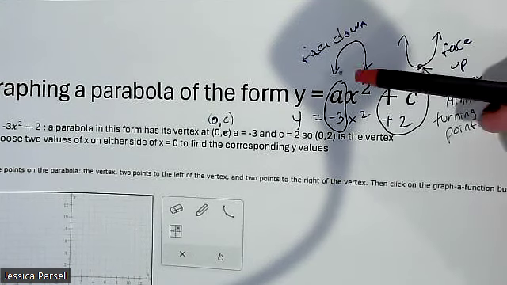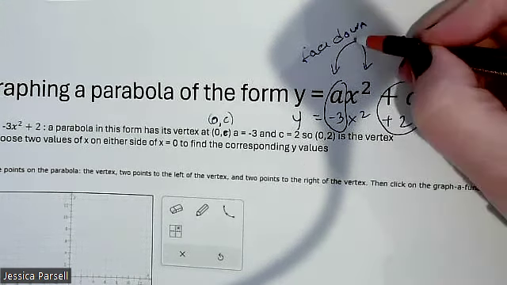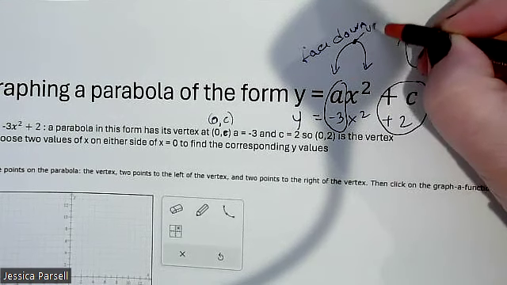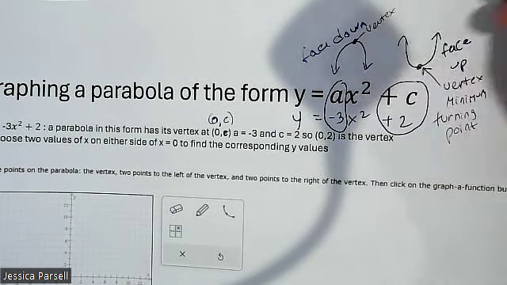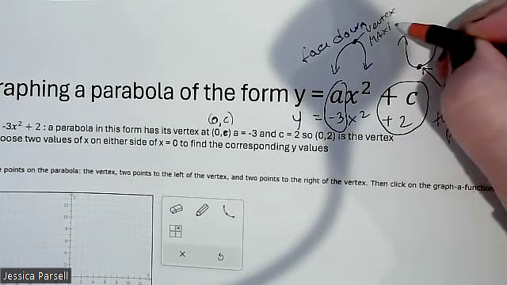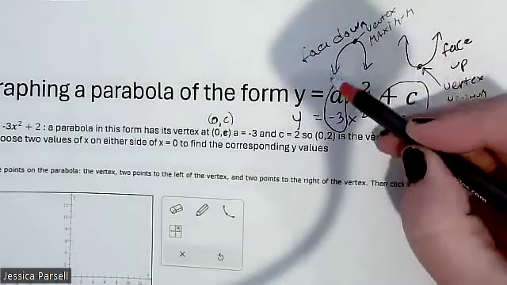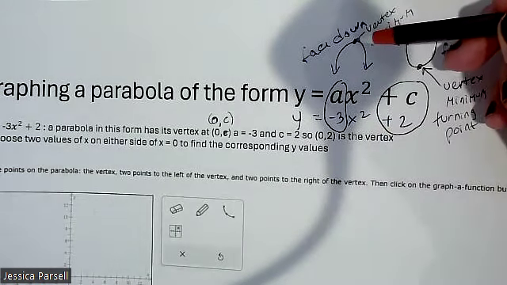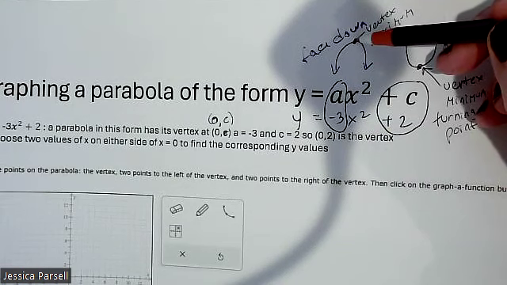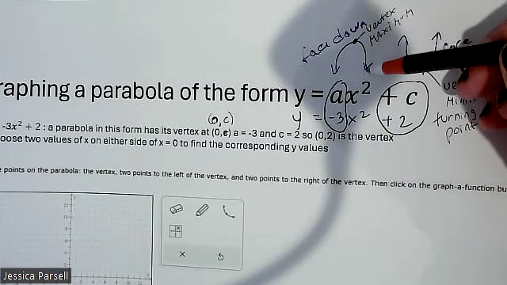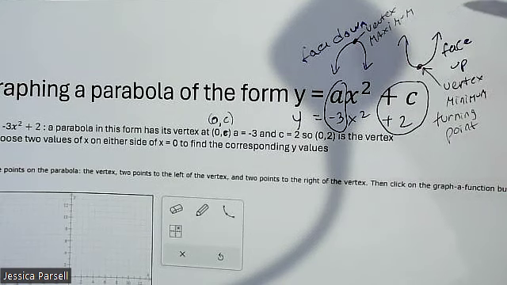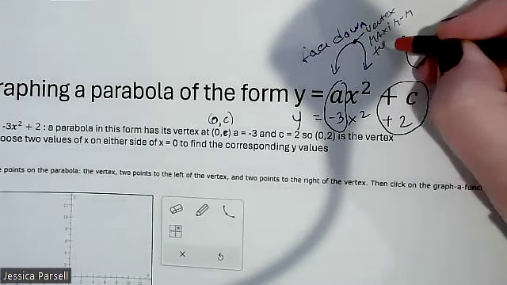Okay, when you have one that faces down, your vertex is here. This is your maximum. Think about throwing a ball up in the air. It comes to a split second decision before it starts to fall back down, and that happens at the maximum or the vertex. It's also the turning point.